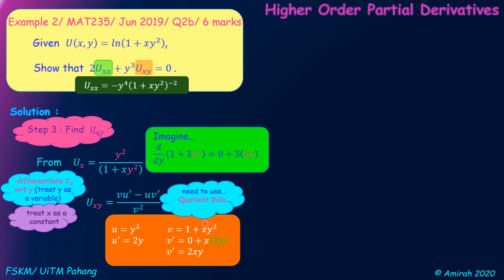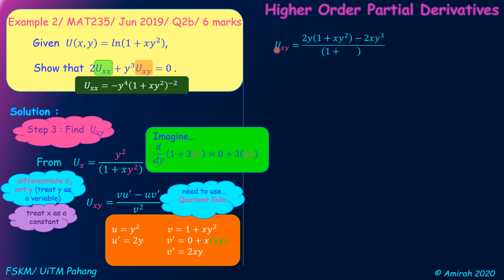Now we want to differentiate 1 plus xy squared. When we differentiate the constant, it equals 0. And then plus, when we have multiplication by a constant, we just keep the constant in front. Then we differentiate variable y squared here, so we get 2y. Then we simplify, so we get v prime equals 2xy.